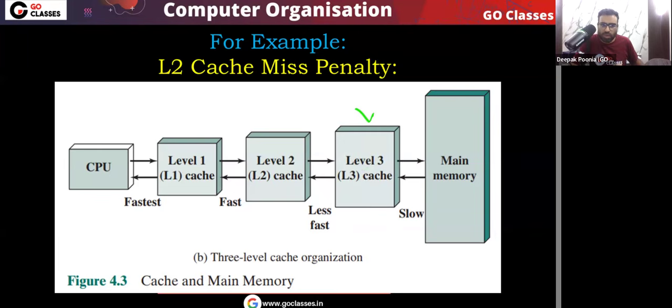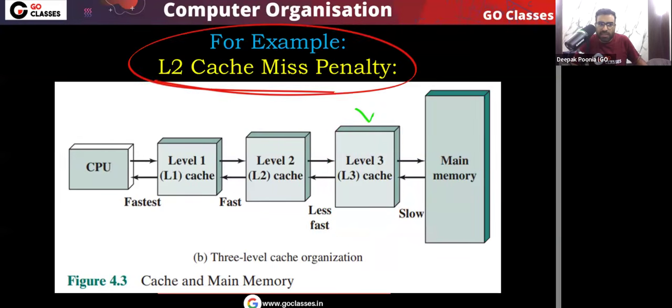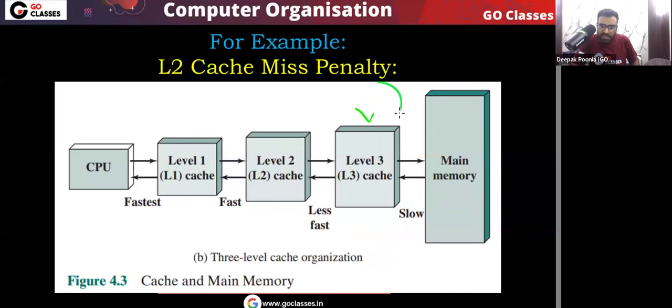But I hope you understood that once we have found that there is an L2 cache miss, after that, we always have to access the L3 cache. So the L2 cache miss penalty will be equal to L3 cache access time plus, when there is a miss in the L3 cache, the miss rate of L3 cache multiplied by main memory access time. Yes or no? Understood this? Let me know. Very simple.